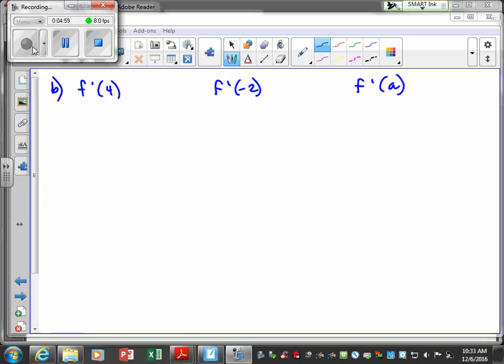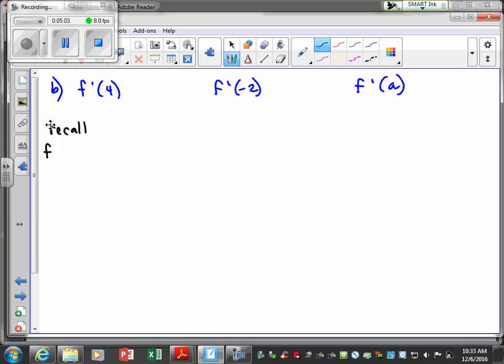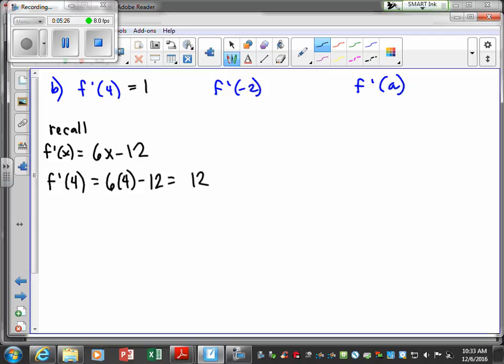Okay, so we recall, what did we get for our derivative? f prime of x. We got 6x minus 12. So when we evaluate f prime of 4, that's going to be 6 times 4 minus 12, which gives us 12. So this one equals 12.